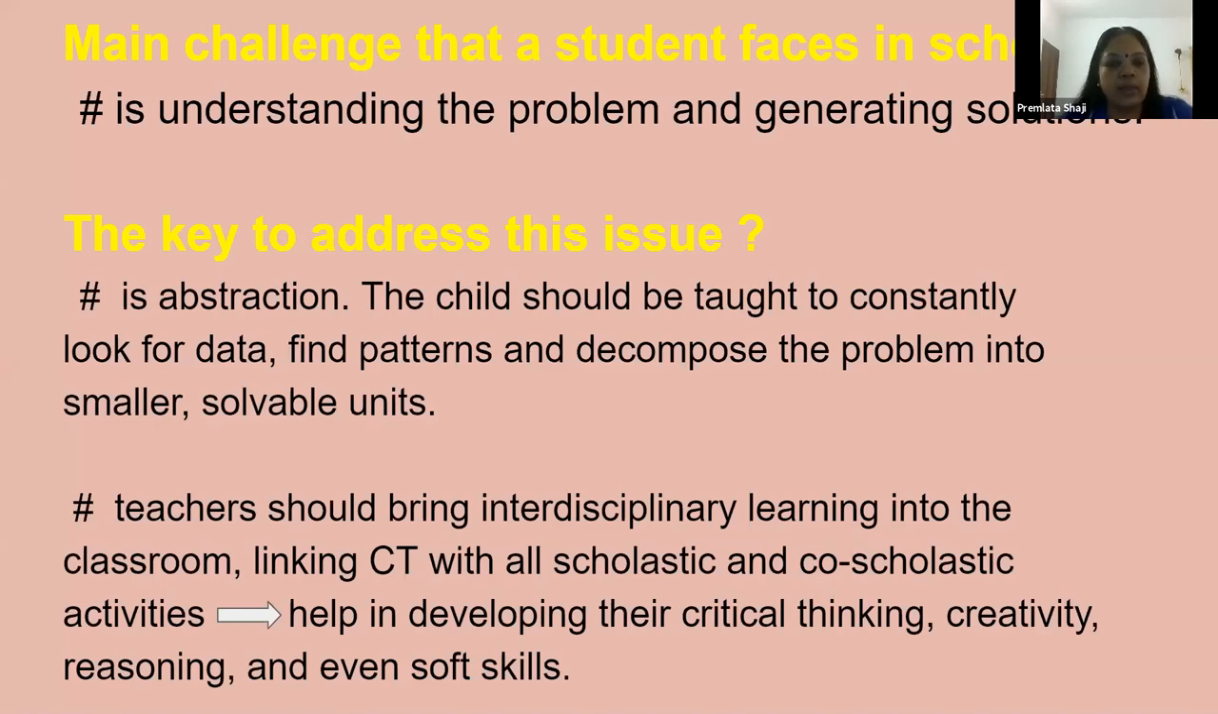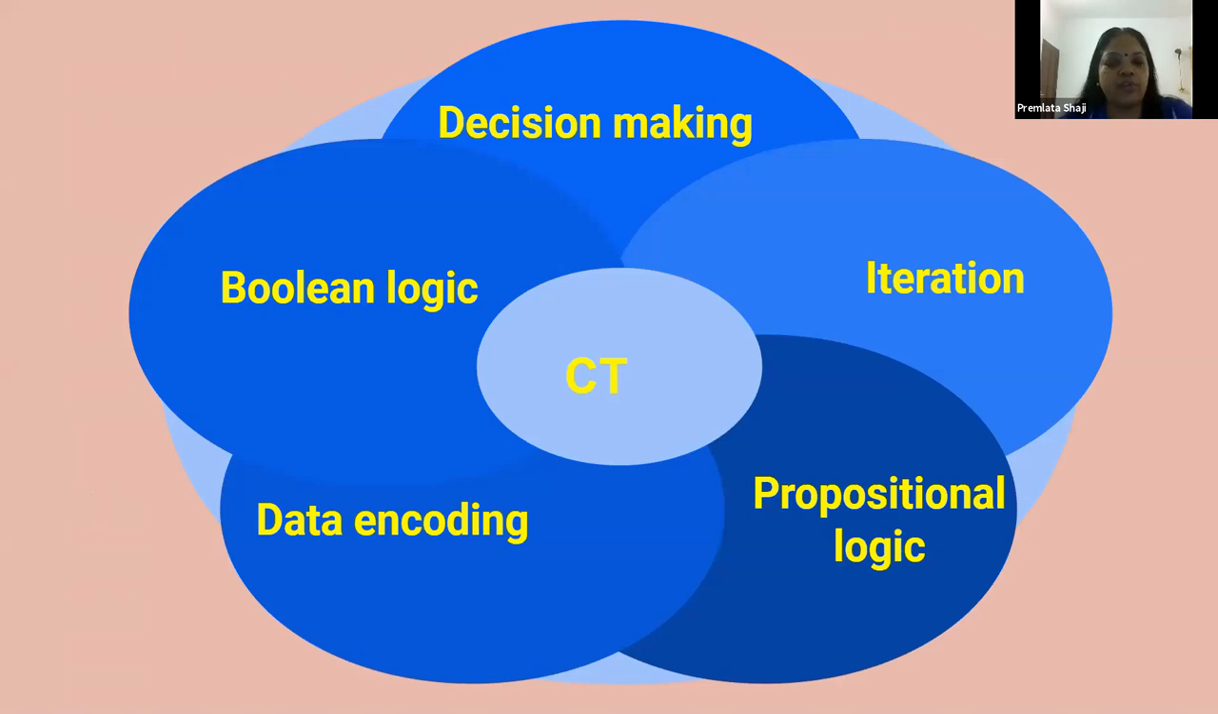So what I've been summarizing for the past one or two minutes is what you see here. CT is all about decision making. You learn about iteration, propositional logic, data encoding, Boolean logic, but it does not come explicitly. It comes in a subtle way. We don't make reference to any technical terms as such, but it gets done.